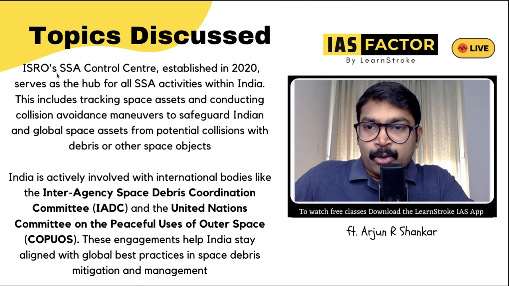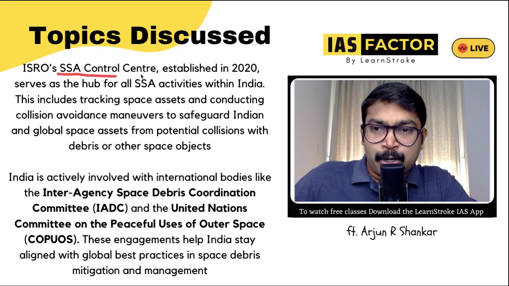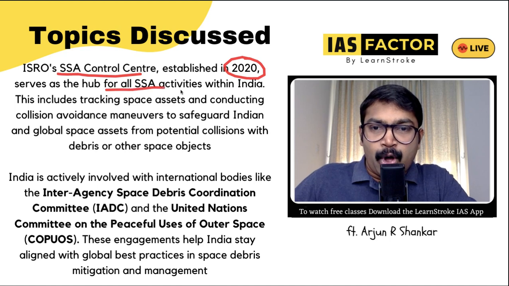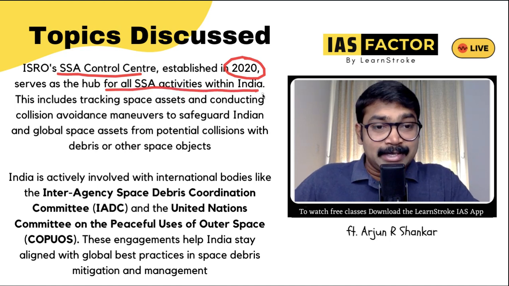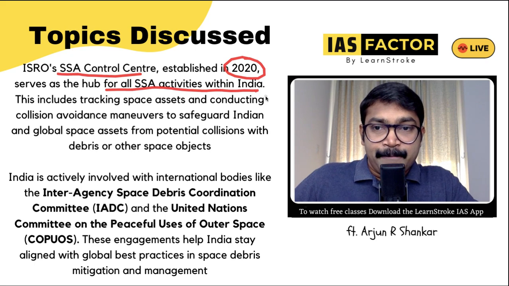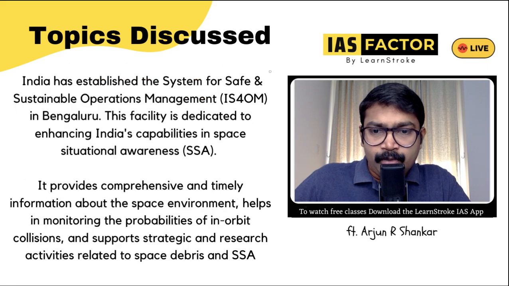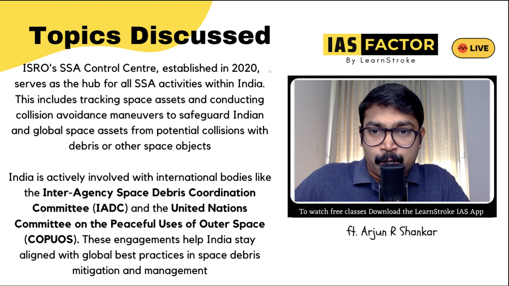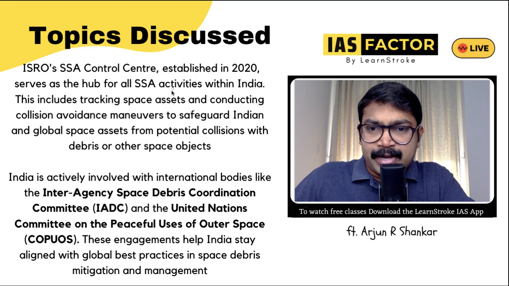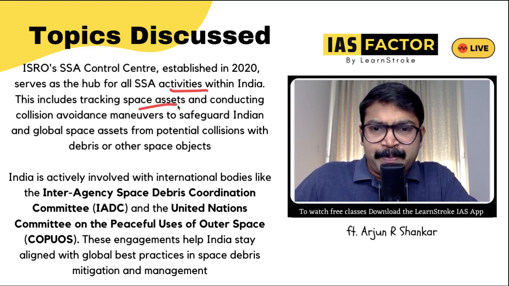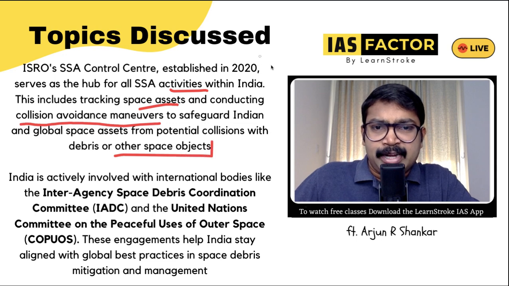So the control center, the Space Situational Awareness Control Center, established in 2020, serves as the hub of all activities within India. So that is why SSA, the Space Situational Awareness, has actually come out with this. You can check out this. Yes, Space Situational Awareness Control Center, in 2020, it's tracking everything. Like it's tracking the space assets, planning the collision avoidance maneuvers. So all these things are actually done by SSA.